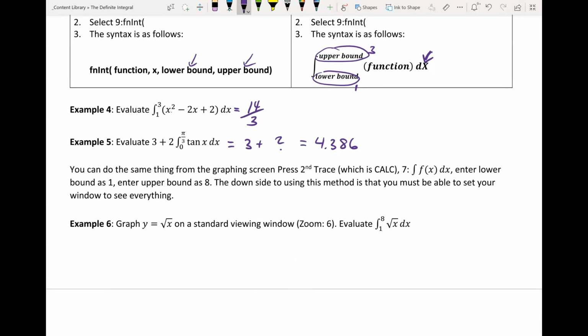You could also zoom in. You can press zoom and then zoom 6 to look at the whole picture of the integral from 1 to 8 of root x dx. So your calculator should spit out the answer 14.418278.